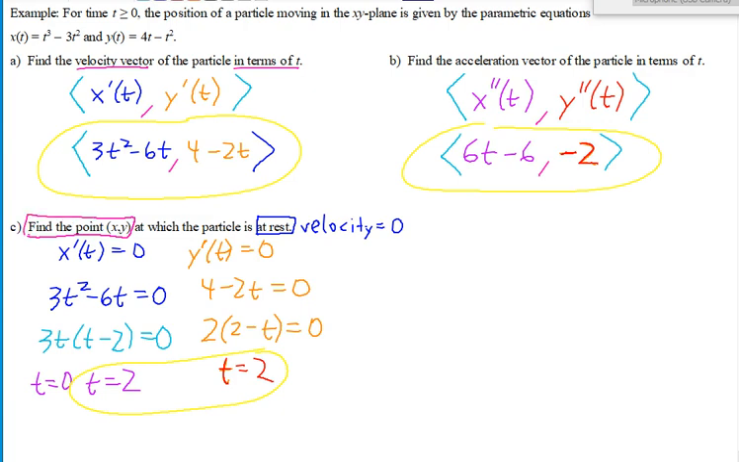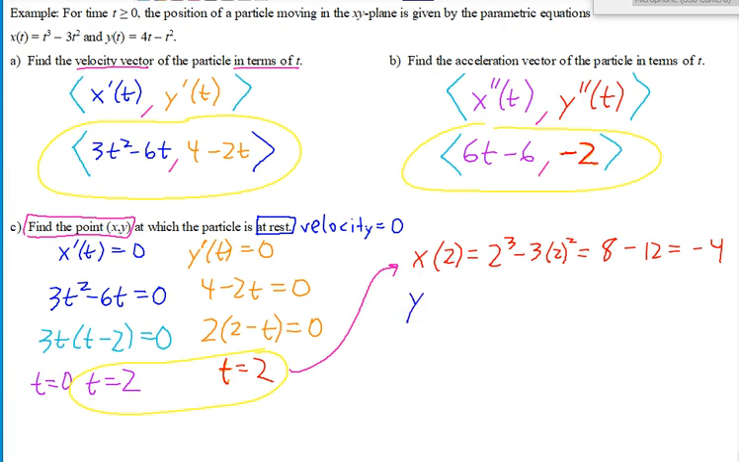So we know the time, so now we have to take that and go back to our original equation to figure out what the x and y coordinates are. So x of 2 would be 2 cubed minus 3 times 2 squared. Well, 2 cubed is 8, minus 2 squared is 4 times 3, 12, gives you negative 4. So that's the x coordinate of the particle when it's at rest.